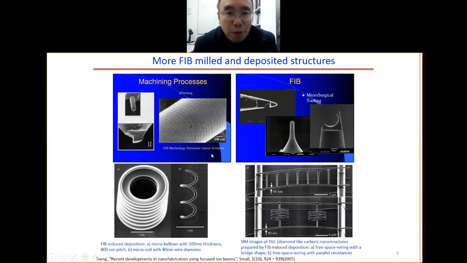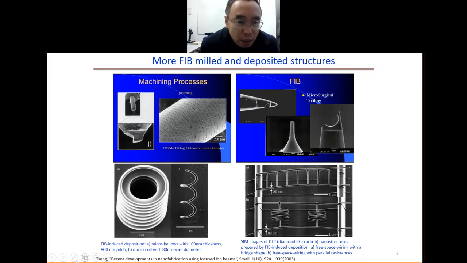This is another few examples. This is called a detonator linear actuator. So you have the circular, like a coil. This is like a bullet. When the bullet comes out, it is rotating at high speed to maintain the direction. So this is a surgical tool. You use ion beam to cut something like this. So those are the machining.